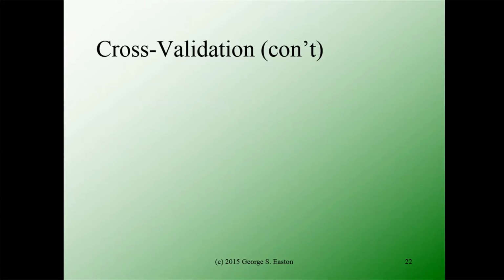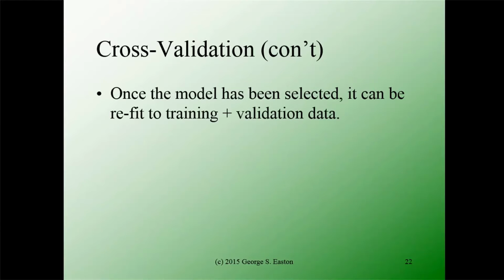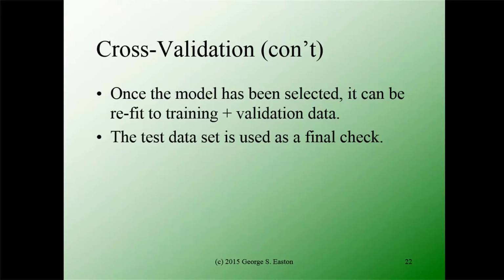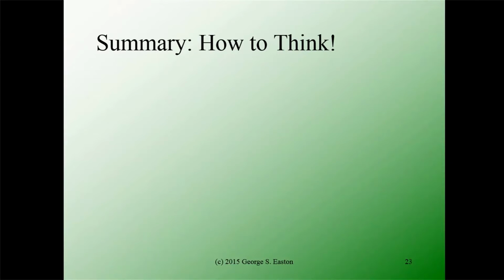Now, once you've decided on your model, you can then, if you want, refit the model to both the training and the validation data, which will of course increase your sample size and therefore reduce the variation in your estimates. And then if you have a test data set, it can be used as a final check. So what I've been discussing here is one of the most important and central ideas in data science.